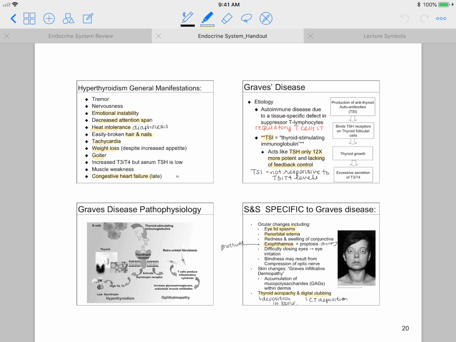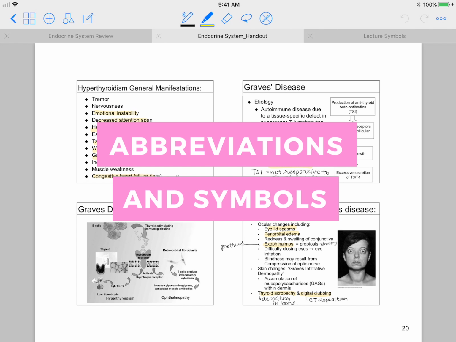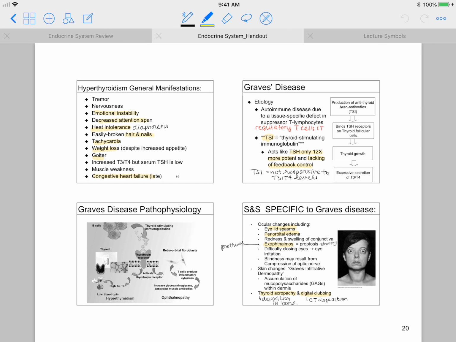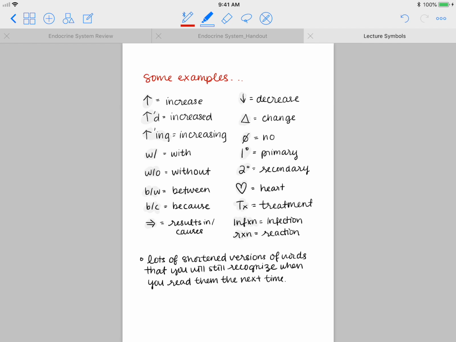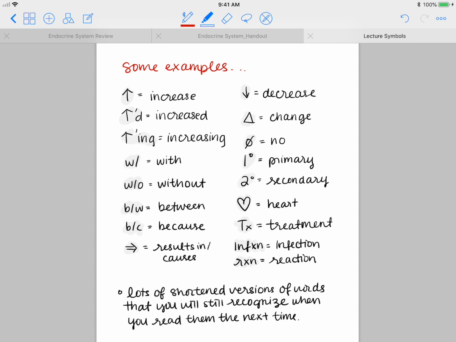What makes my note-taking in lectures effective and time efficient is that I use a lot of abbreviations and symbols instead of writing whole words, and I will also use shortened versions of words. I'll give you guys an example. Here are really common symbols and abbreviations that I use for my notes. This just makes your note-taking a little bit shorter and a little bit more efficient, so you're not falling behind trying to write out every single word. A lot of them are shortened versions of words, and make sure that when you write shortened versions of words, these are things that you will still recognize when you read them the next time.